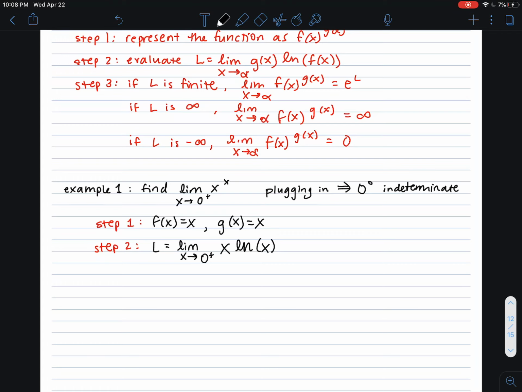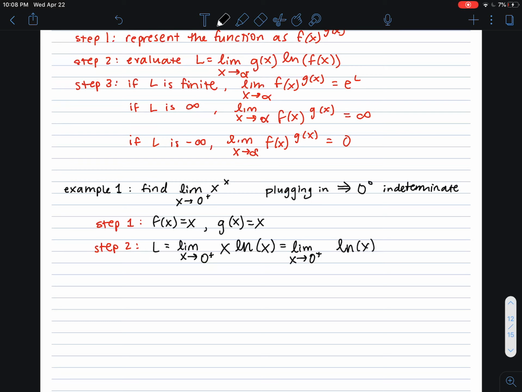If we plug this in, the natural log of 0 isn't really defined. It's negative infinity, and then times 0 doesn't really make a lot of sense, so we're going to have to use L'Hopital's rule. So we could rewrite this. This is actually kind of a neat trick that you guys might find helpful on homeworks.